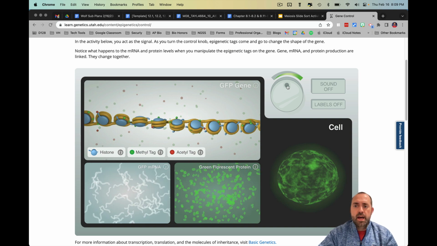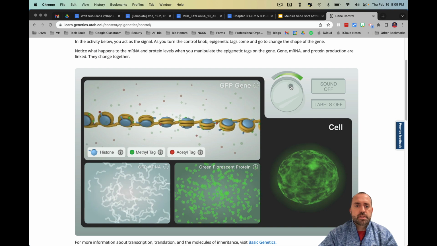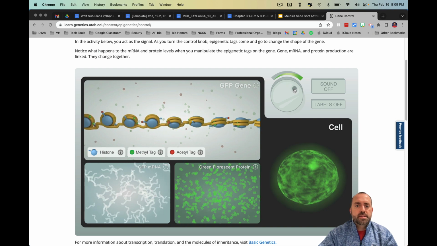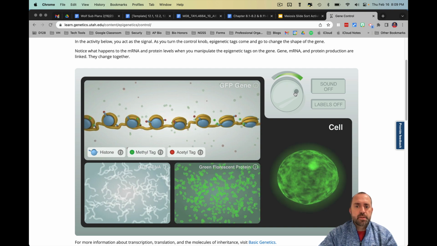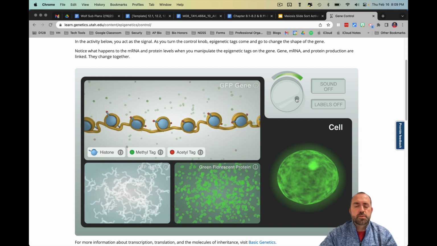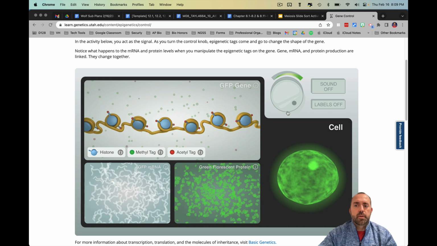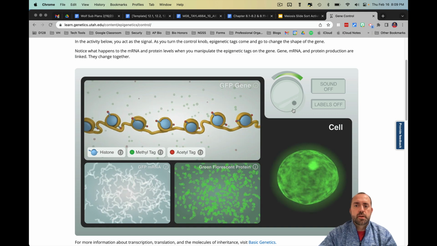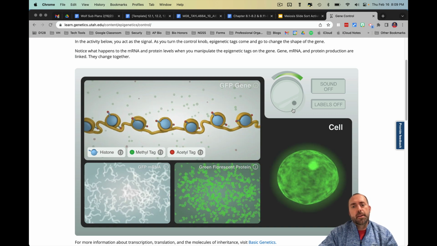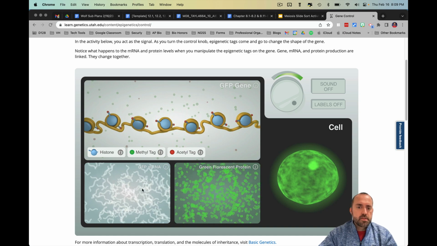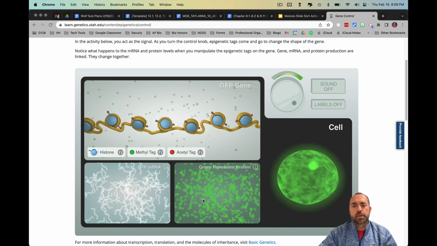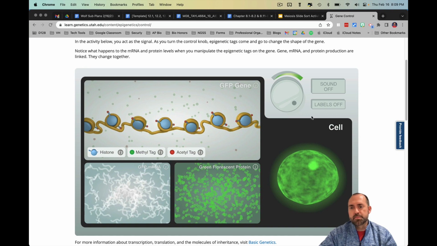So as I turn this knob, you can see that there are more acetyl groups attaching to the histones, and those histones are being pulled apart, and the methyl tags are coming off. Oops, went too far. Coming off the DNA. As you can see, there's a lot more mRNA being made, a lot more green fluorescent protein being made. The cell is bright green.